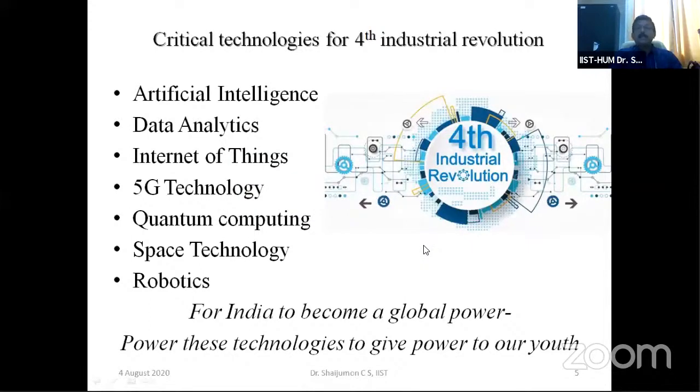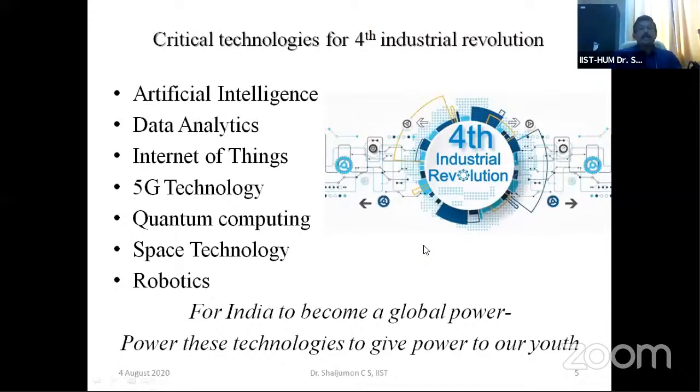So for India to become a global power, these technologies have to give power to our youth. This is the great and important point. Our youth has to get power from these technologies. Then only can our country become a very, very developed country, on par with maybe Scandinavian countries, the US, or European Union countries. So we have to use such technologies.